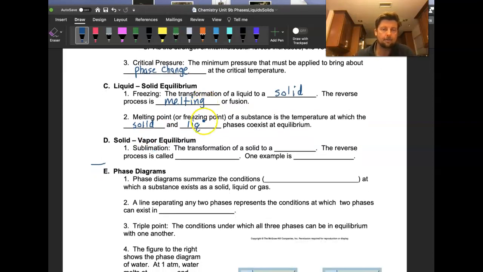And most of you guys have heard of sublimation. That is when you transform a solid into a gas. This is what happens with dry ice or iodine. The reverse of this is called deposition. One example of this is frost. So if you get frost that shows up on your windshield, that is when you have water vapor in the atmosphere that turns directly into a solid.